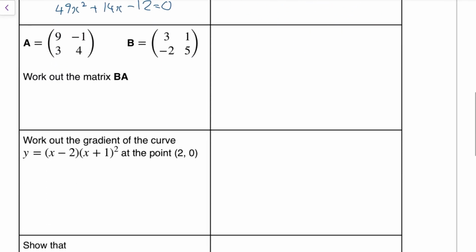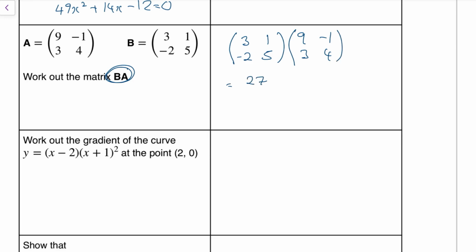Happy with that. Next one, work out the matrix BA. Well, that is clever because it wants you to do it in the right order. So I need to do 3, 1, minus 2, 5, multiply that by 9, minus 1, 3, 4. Let's do it step by step. So 3 times 9 is 27. 1 times 3 is 3. Minus 2 times 9 is minus 18. And 5 times 3 is 15. Now let's do the right side. So 3 times minus 1 is minus 3. And 1 times 4 is 4. Minus 2 times minus 1 is 2, and 5 times 4 is 20.